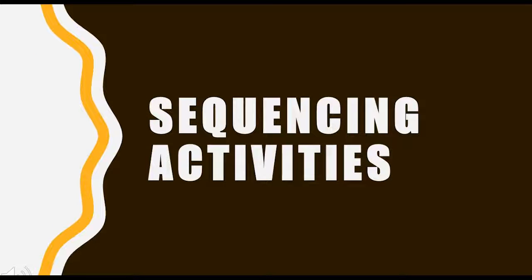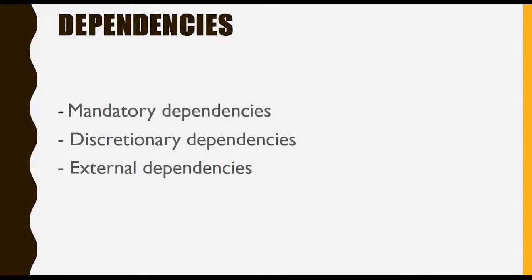Sequencing activities. After defining project activities, the next step in project time management is sequencing them, or determining their dependencies. Dependencies or relationships relate to the sequencing of project activities or tasks. Determining the relationships between activities has a significant impact on developing and managing a project schedule.